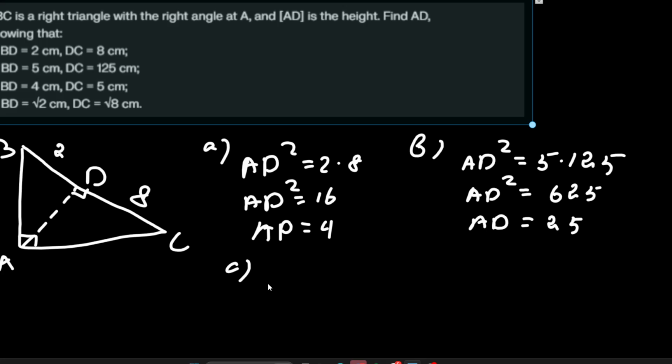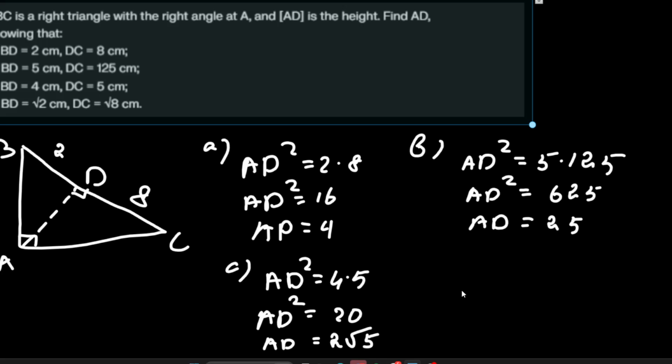So case C. AD squared equals 4 times 5, which is 20. Then the square root of 20, we can't give the square root of 20, so we have to simplify it into 4 times 5 again. And then the square root of 4 would be 2, so we would have 2 times square root of 5. Okay.